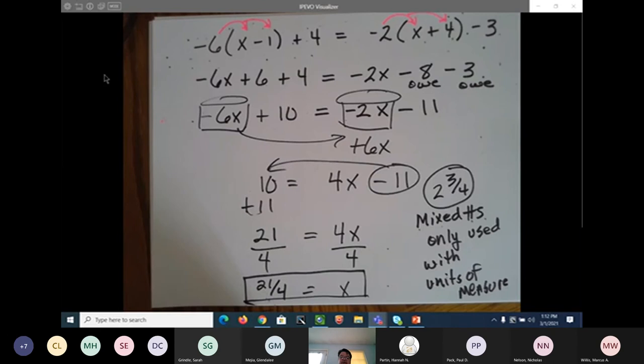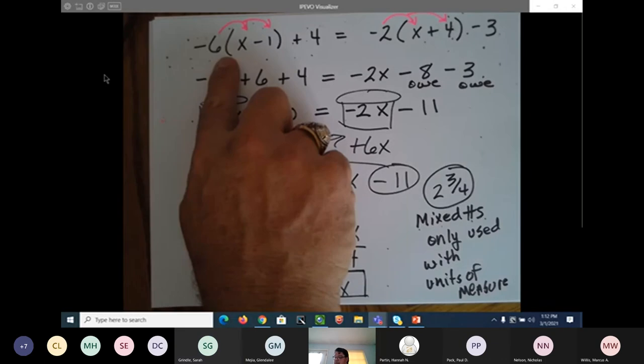You don't have to turn that into mixed numbers just because some math teacher told you to do that and didn't know what they were doing. Now, what if the directions tell you to turn it into a mixed number? Then you turn it into a mixed number. But if it's just an algebra problem and no units of measure, you just leave it as 21/4.